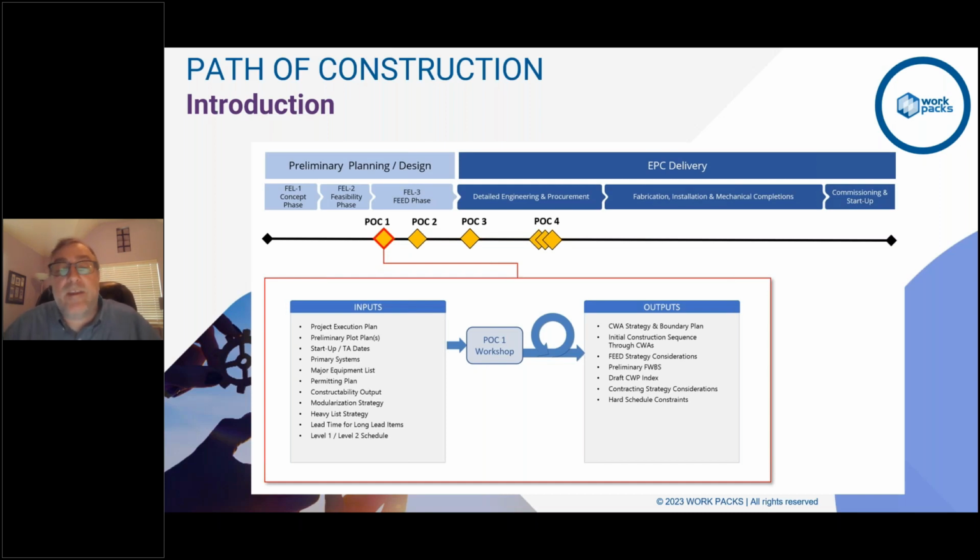Right? And so coming out of this, you want to make sure you have the CWAs and the strategy and the boundary plan, right? The initial construction sequence. I'm going to go west to east, and then start looking at all the strategy considerations and start that iteration process in terms of defining the work breakdown structure, the activity breakdown structure, right? And so getting that coded into it, right?